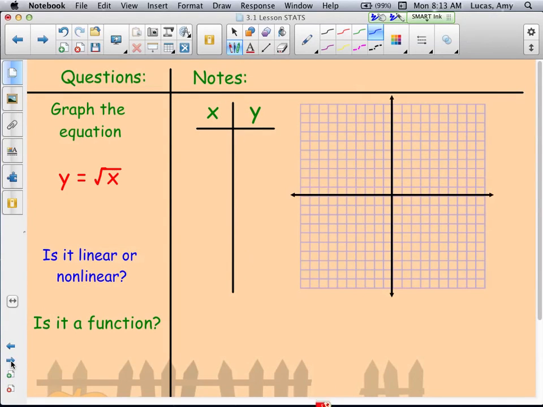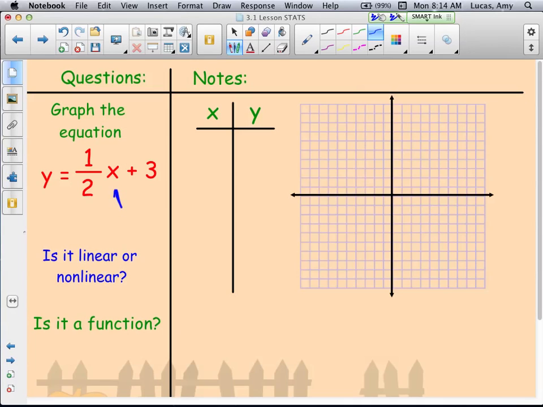The square root. On this one, you cannot take the square root of a negative number, so you want to go with numbers that are perfect squares. We'll talk about those more in chapter 10, but perfect squares are numbers like 1, 4, and 9. So we're only going to go with 4 on this one because the next perfect square would be 16, and that would be too big to graph. We want to keep our graphs kind of small.